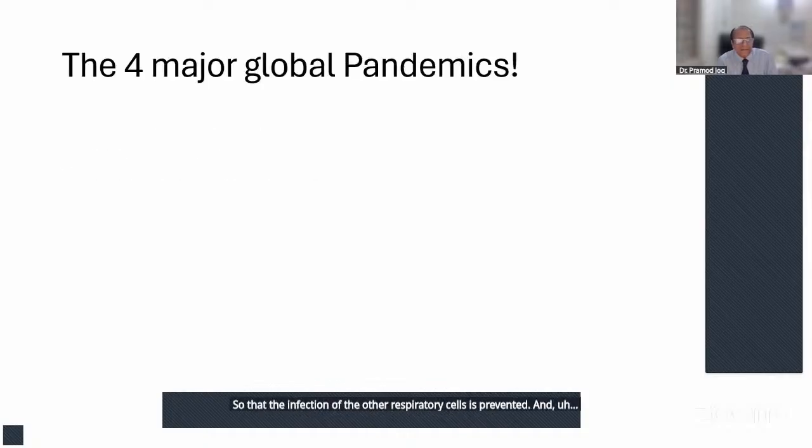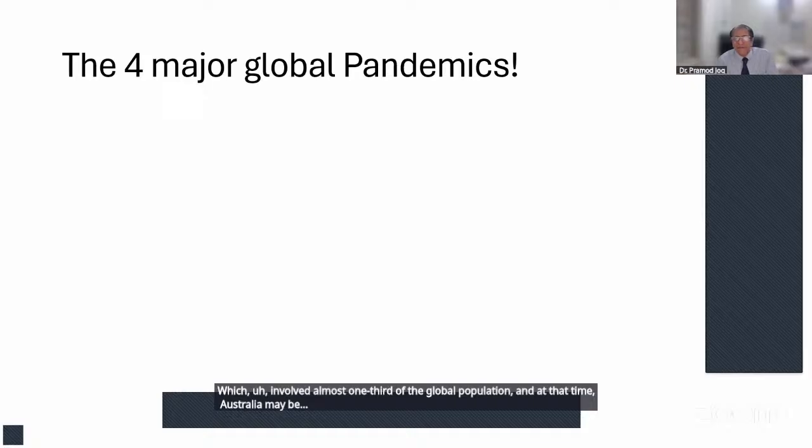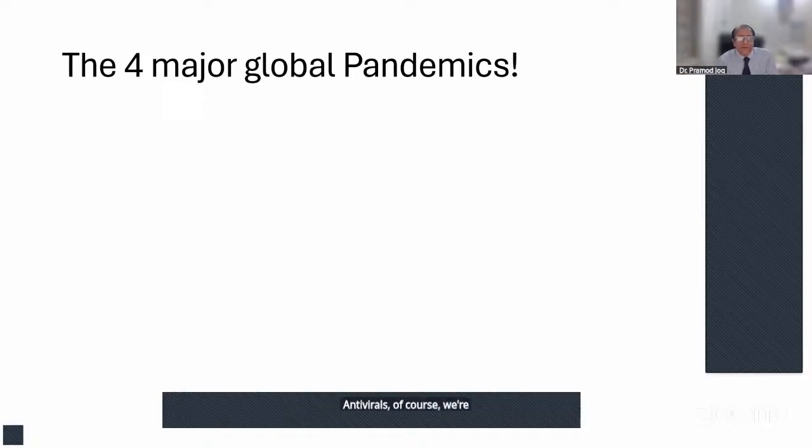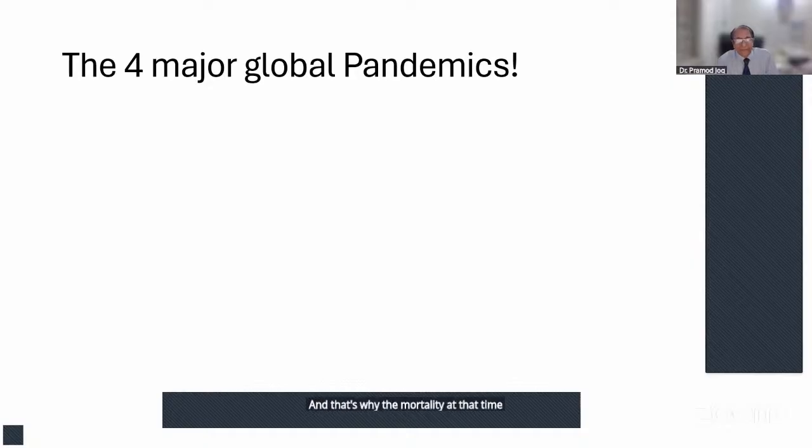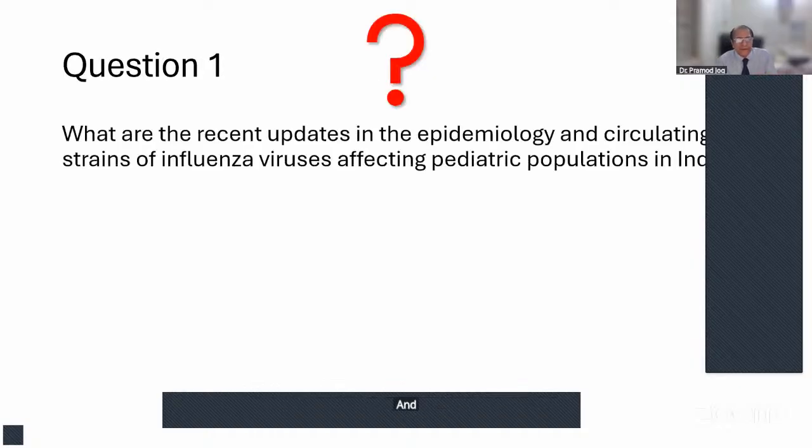And as I was trying to tell you, there were 4 major global pandemics. The one in 1919 involved almost one-third of the global population. At that time, antivirals like oseltamivir, of course, did not exist. The only treatment was bed rest, fluids, and oxygen to some extent. That's why the mortality at that time was very high. Then 1957, 1968, and 2009 were the major global pandemics. And that's why it is essential to know the epidemiology of the circulating strains of the influenza viruses.